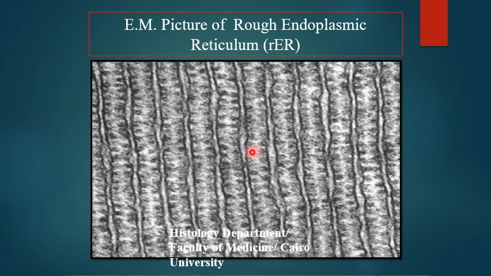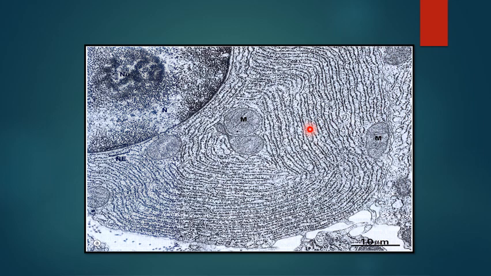This is an EM picture of rough endoplasmic reticulum. Here are the cisternae, regular, and on the outer surface, electron-dense granules, which are the ribosomes. Again, this is an EM picture of rough endoplasmic reticulum, regular cisternae, membrane-bound, and on the outer surface there are ribosomes. There is an EM picture of a protein-producing cell. This is the nucleus, and this is the rough endoplasmic reticulum extending from the nuclear membrane to the cell membrane, and these are the mitochondria.